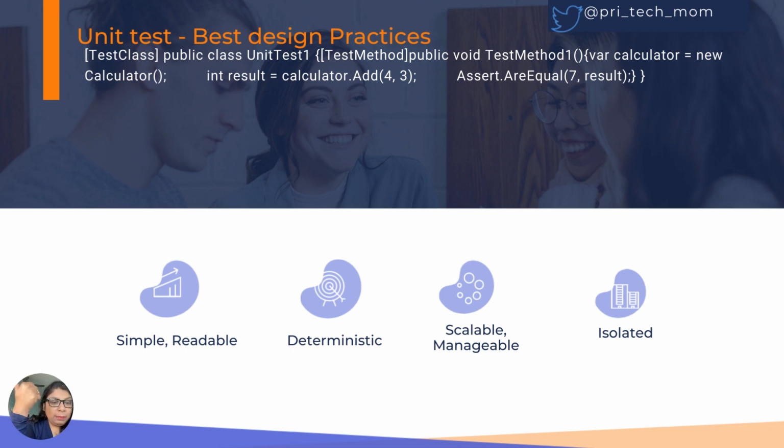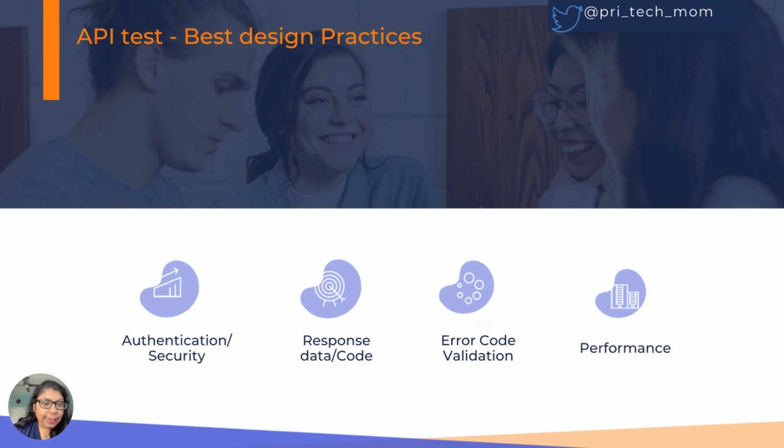Your test needs to be simple, deterministic, scalable, manageable, and isolated. Like, not one test should be dependent on other tests. API test, again: authentication and security is very important, because most likely you do your authentication and transfer very PII, PHI through API tests. So make sure that you put an extra effort on authentication and security.